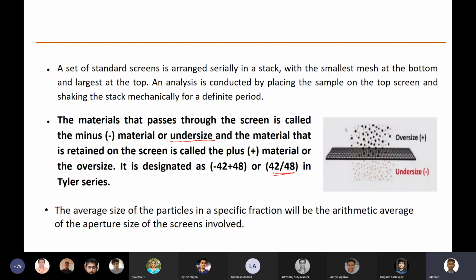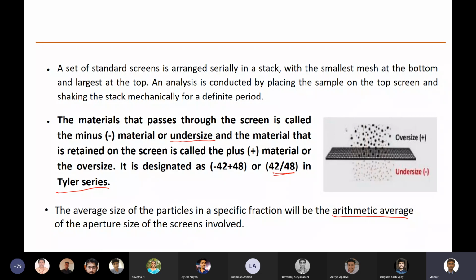Remember, this is in Taylor series, right? So the last point is the average size of particle in a specific fraction will be the arithmetic average of the aperture size of the screening probe. This is, I think, which we had already discussed, the average size, the way we had defined the average. It's (di + 1) divided by 2. The same thing which is written.